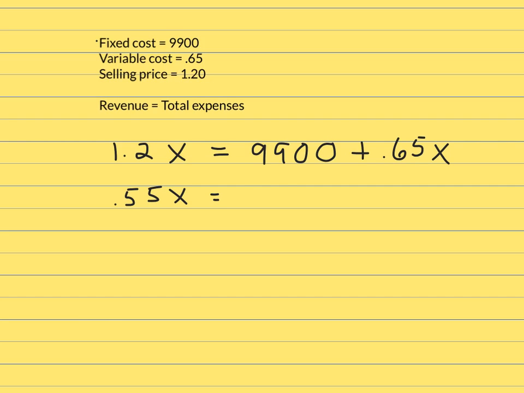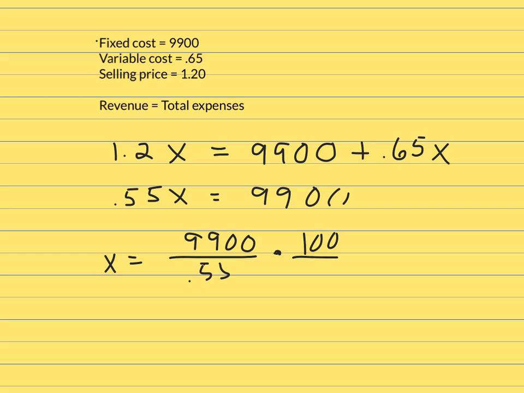0.55X equals 9900. So this is X equals 9900 over 0.55. And let's multiply top and bottom by 100 so I can get whole numbers. So don't multiply that 9900, just leave that 100 up there, don't multiply it out. But now you got a 55 in the bottom.